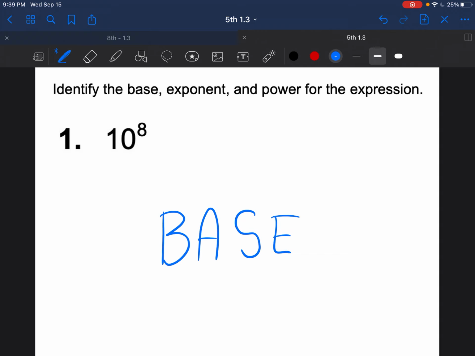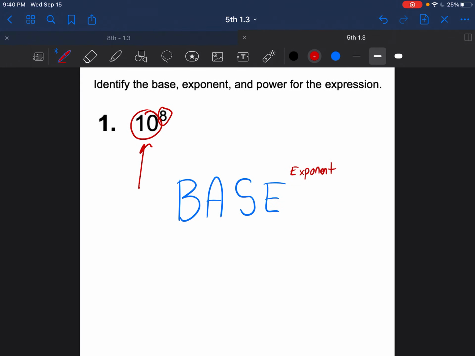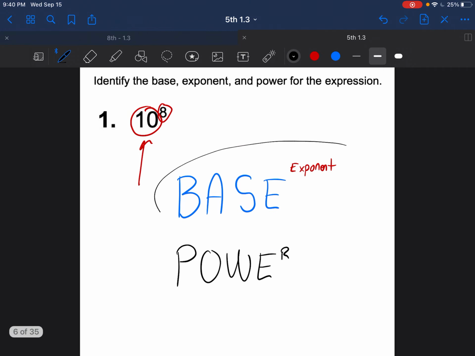So the base is right here. Then the little small number is going to be called the exponent. So it's going to look like this. You're going to have a big number, and then you're going to have a small number. And both of those together, so that whole thing together, is going to be called your power. Okay, so both of those together is going to be your power.